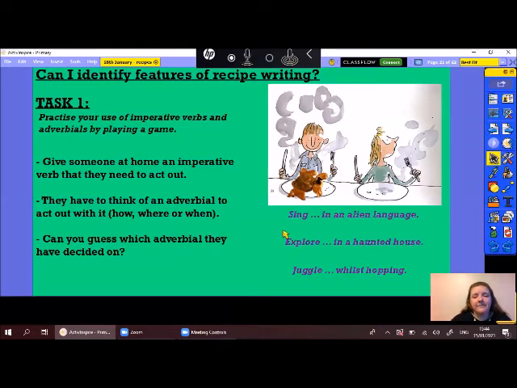So my examples here, you might tell them to sing, they might decide how to sing. So they might decide to sing in an alien language. You then have to guess how they decided to sing. The same with this one, explore. You might tell them to mime exploring, and they might decide that where they're going to do it is in a haunted house. So they might be acting out being really scared. Or if you've told them to juggle, they might decide when to do it, by doing it whilst they're hopping. Your job is to watch carefully what they're doing and try and guess the adverbial. How, when, or where are they doing your action?